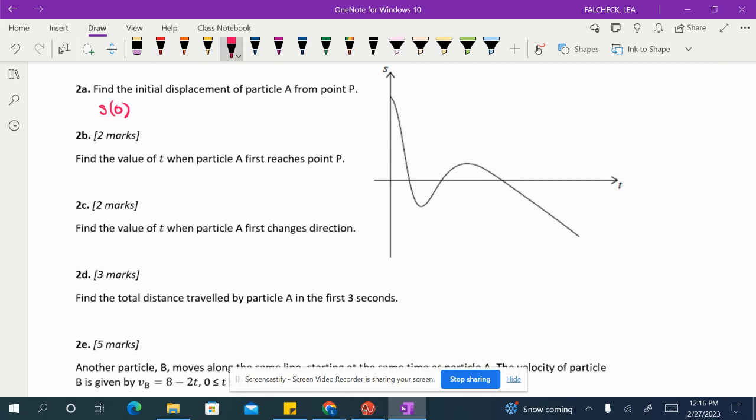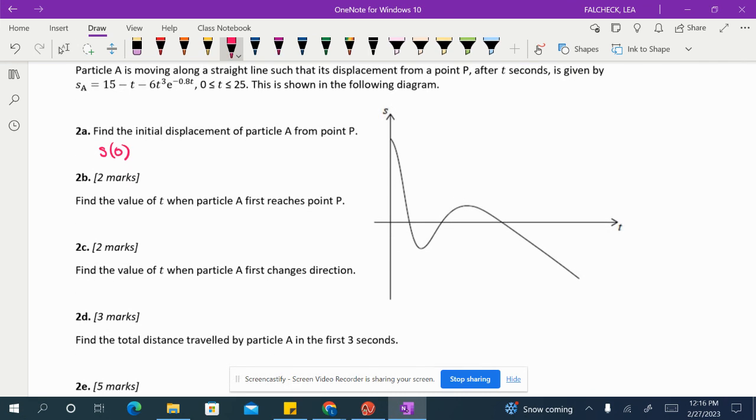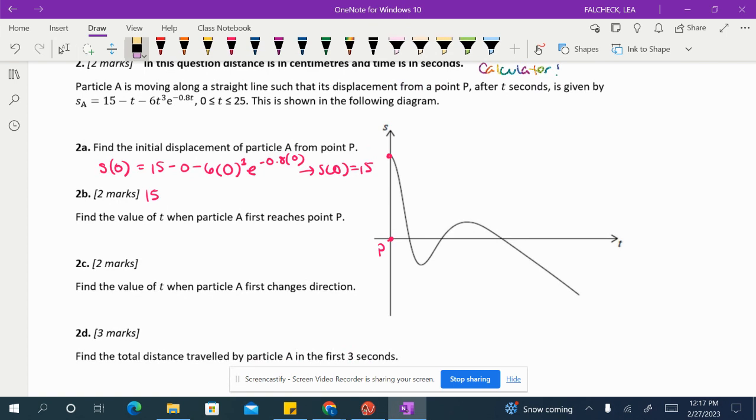Initial displacement is going to be when time is equal to 0 of the original, and that is going to be equal to 15. Okay, so that makes perfect sense, right? If this is P or the origin, the initial displacement from the origin is going to be 15 units. Oh, it's in centimeters, sorry. So 15 centimeters right of the origin.